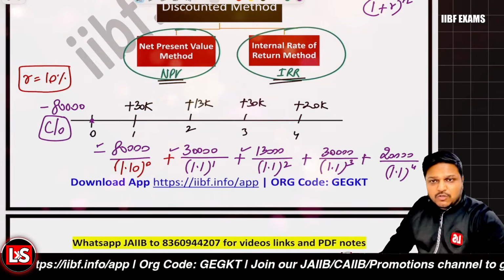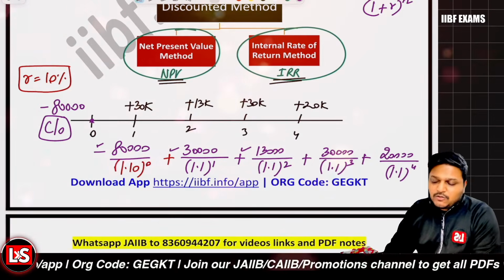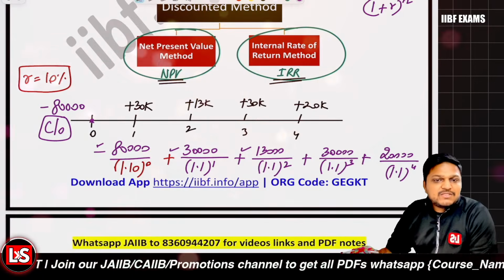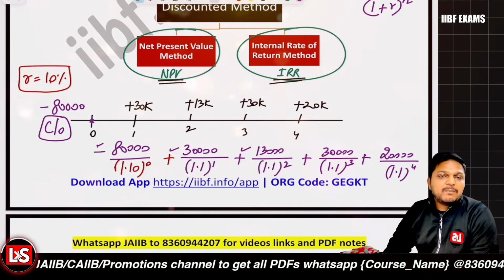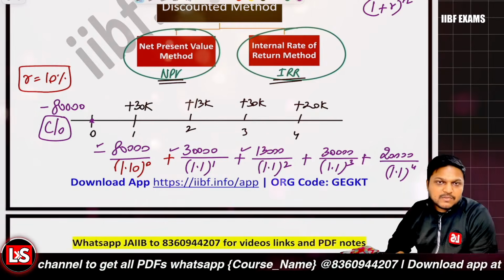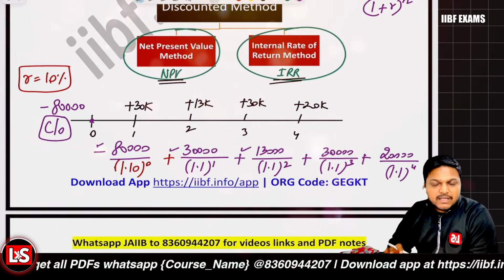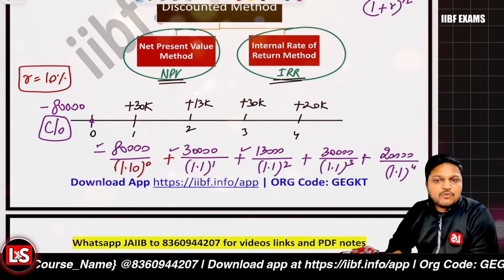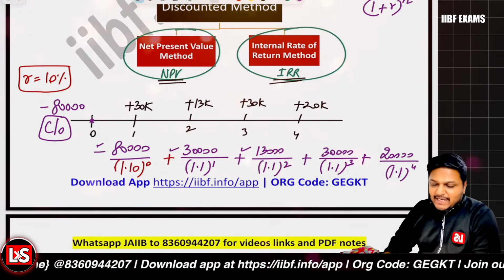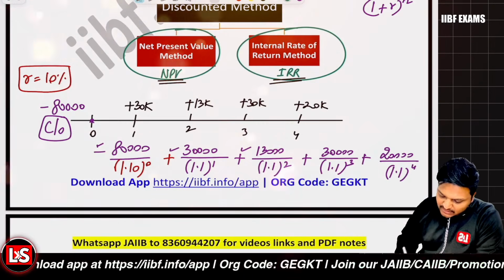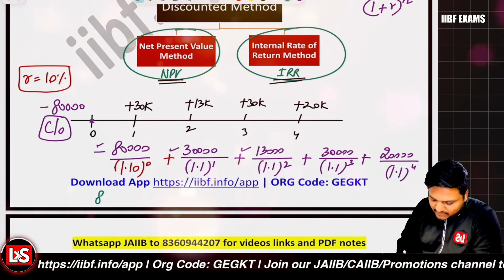Now, if we try to solve this, we'll be solving the NPV, net present value, because NPV is just related to calculating the present value of all the cash inflows and outflows, right? That's it. The algebraic sum of the present value of all the cash inflows and outflows represents the NPV, the net present value. 80,000 stays as it is because it is raised to power 0 in the denominator.